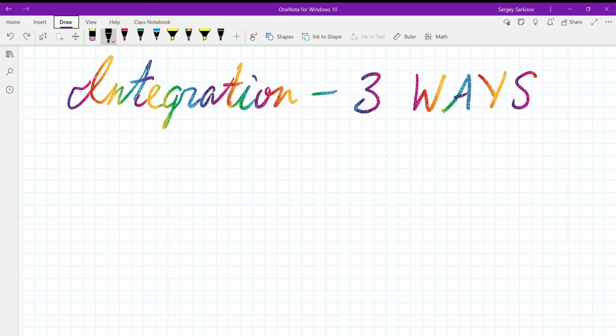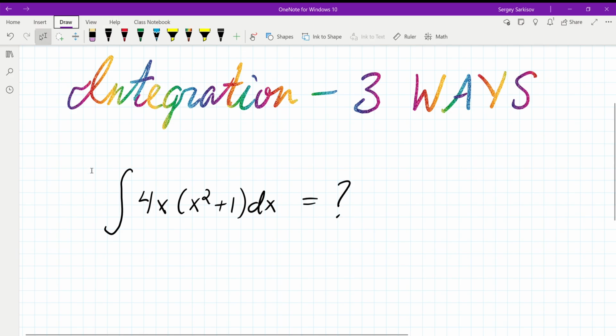We're going to integrate the following function. We're going to say, integral of 4x times x squared plus 1, dx. So let's integrate this. What is this integral equal to? That's the question that we have, and I'm going to do this in a few different ways.